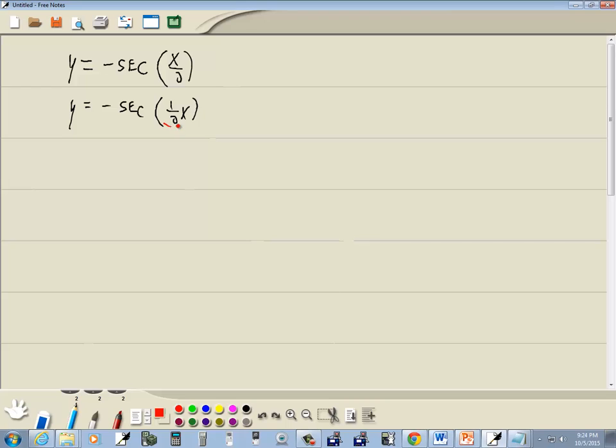Now remember, whatever number's in front of our x is our b. And our period for secant and cosecant and cosine and sine is 2 pi over b. So we're going to have 2 pi over 1/2. When you've got a single fraction in the denominator, you flip it, take the reciprocal of it, and multiply it times your top. 2 pi times 2 would give us 4 pi. So that'd be our period.